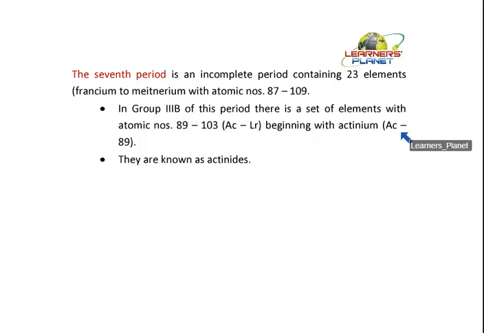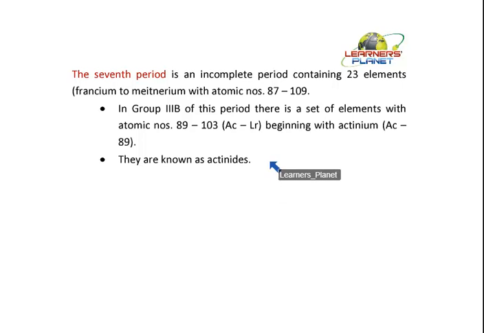This series begins with actinium, but actinium is not an actinide. The actinide is thorium here. It begins with actinium. Now the elements are known as actinides. So this is all about the periods and the groups in the periodic table.